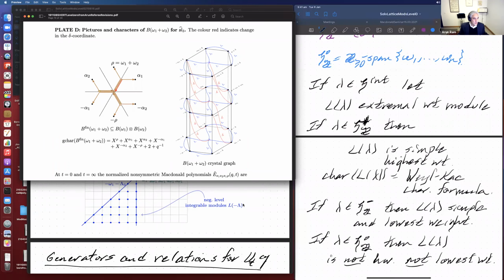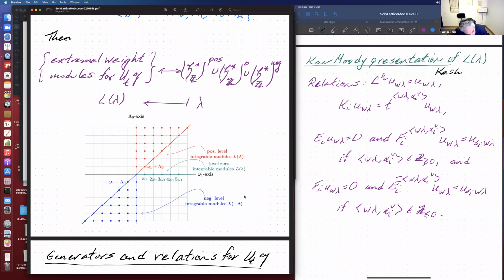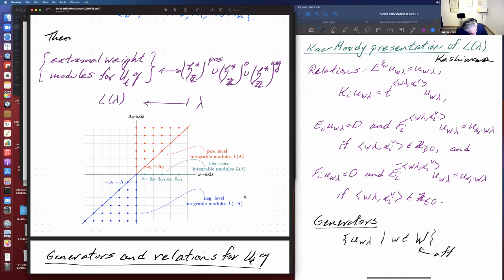All right. So I had it. Oh, it's right here. So this is my presentation. This presentation is due to Kashiwara. And it works not only for the affine case, but for any Kac-Moody algebra. You build a module. So the generators of this module are some things which here I've called U, W, lambda. W runs through the Weyl group of your Kac-Moody algebra. So in our case, this is the affine Weyl group. And I have one generator of my module.